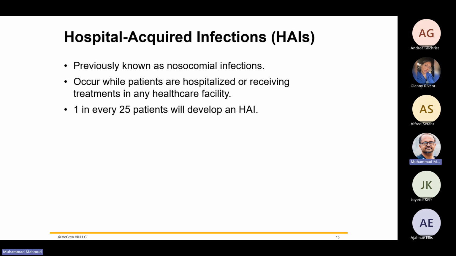Hospital-acquired infection, HAI, is also known as nosocomial infection. So think about the word hospital-acquired. It occurs when patients are hospitalized or receiving treatment in healthcare facilities. They get another infection from the hospital, right? They were admitted with some problem, but getting another infection from the hospital will be HAI, hospital-acquired infections, nosocomial. 1 in every 25 patients will develop this HAI.